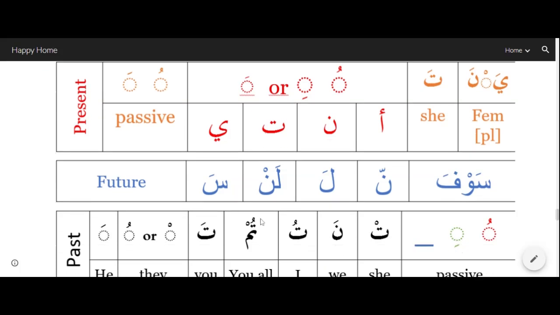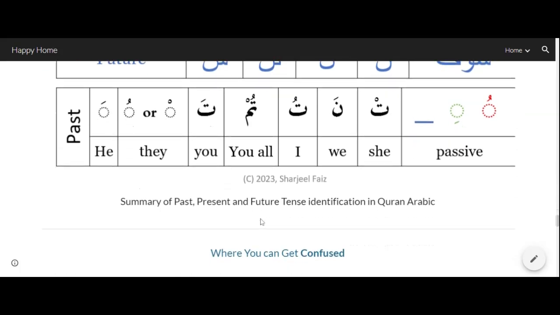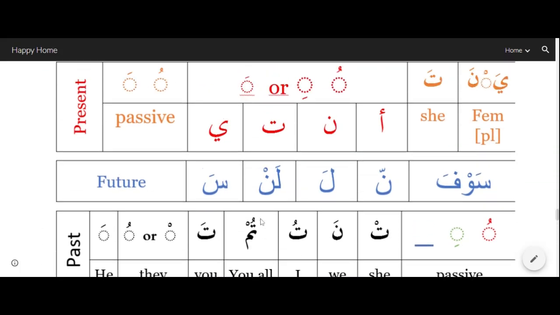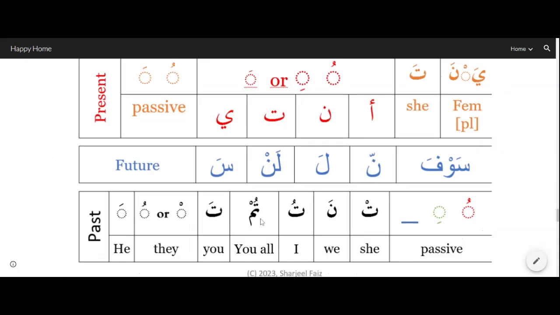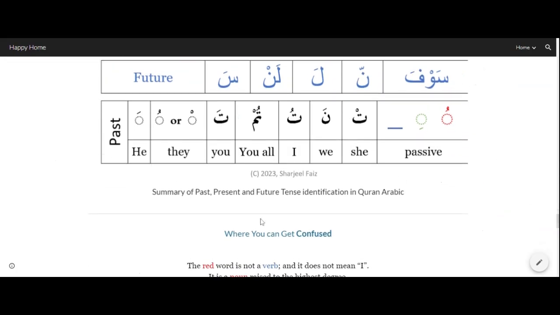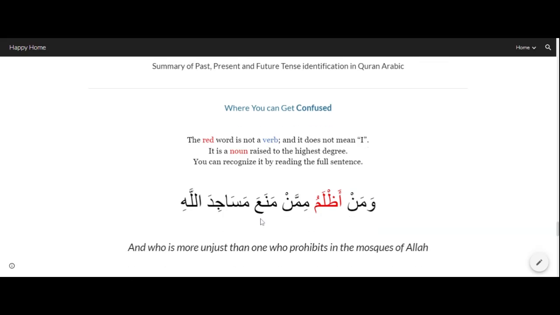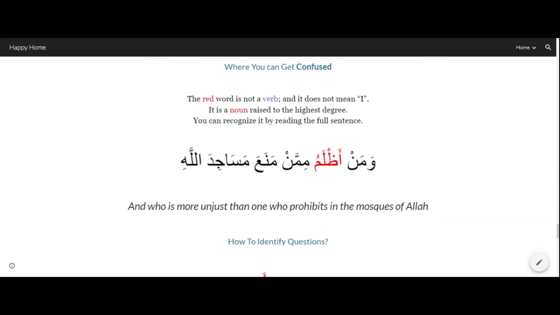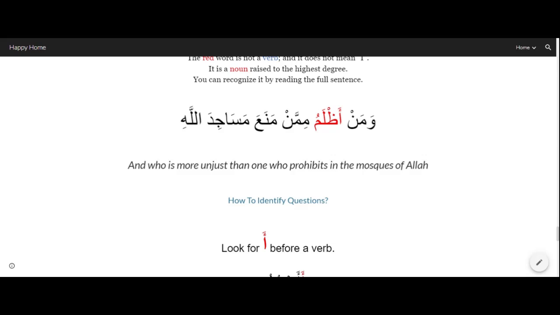And here is a summary of what we have learned so far. This word is not a present tense, but it is like a superlative degree. It is a noun raised to the highest degree, and you can recognize it by reading the full sentence.